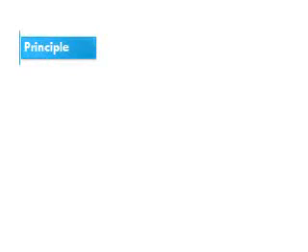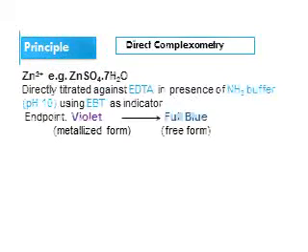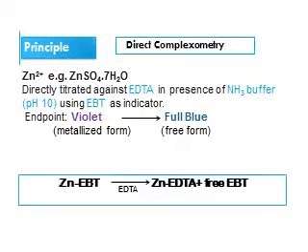First example we have today is the zinc sample. What's the principle of the zinc sample? Zinc in the form of zinc sulfate is directly titrated against EDTA in presence of ammonia buffer pH 10, that's important, and using EBT as indicator. The zinc-EBT complex has a violet color, and the free form of the EBT is full blue. So at the beginning we will see violet color, and at the end point it will be full blue without any tinge of violet.